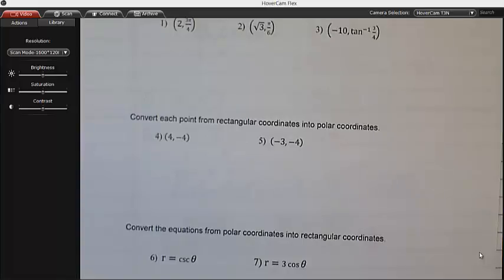I have a section to cover today on complex numbers. One of my favorite topics in mathematics, actually. So I'm thrilled to be able to do it with you guys.